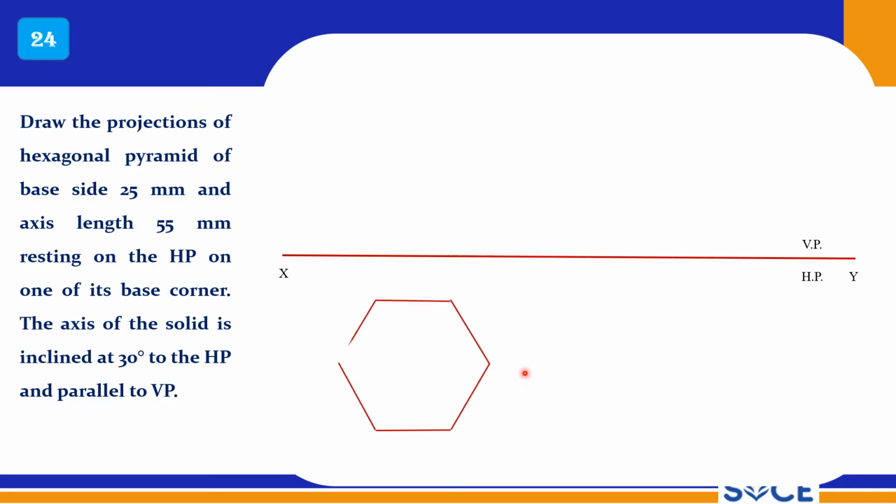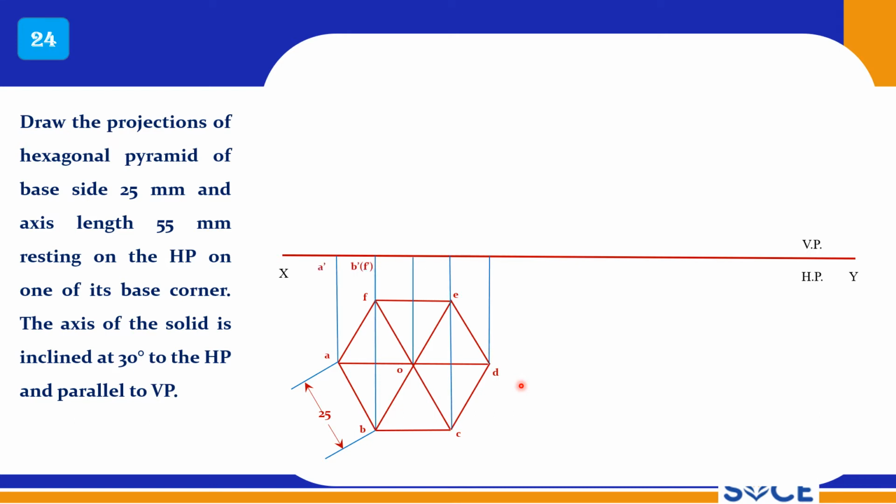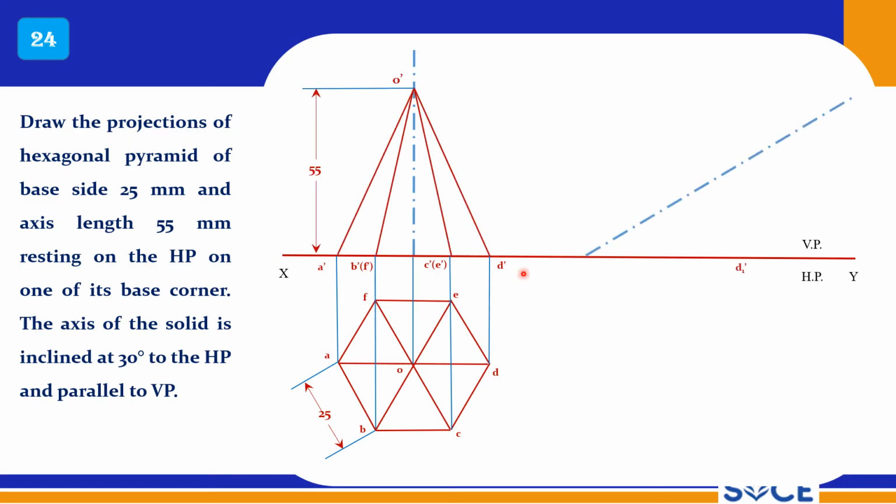So this is the corner, and now these two edges will be equally inclined to HP when you tilt it. So give notations. Since it is a pyramid, you have to draw the thick lines, and from here to here a thin line, and then draw the axis line. Now complete the pyramid with the given height of 55 mm.